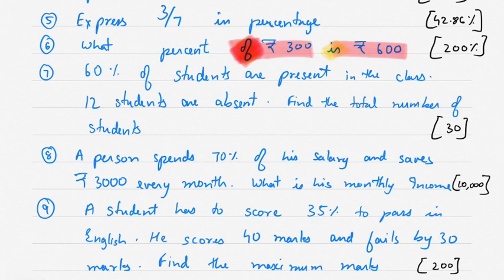If 12 students are absent and 60% of students are present, that means 40% is absent, right? If 40% is 12, 100% is how much? So 100 into 12 divided by 40.